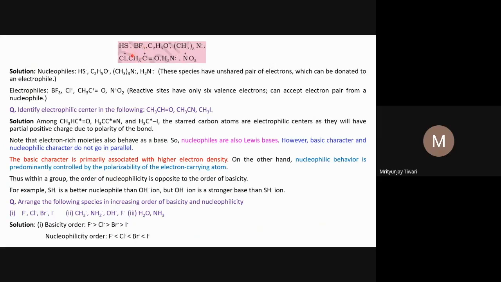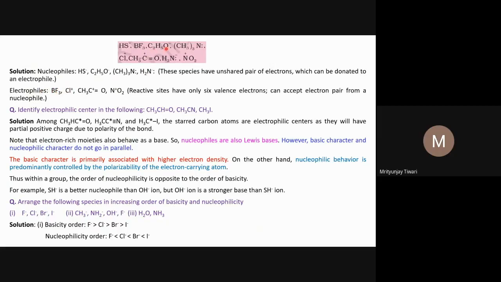So 3 plus 3, a total of 6 electrons, are only there in the valence shell of this BF3 molecule, and so at boron there is an empty p orbital, so this BF3 behaves as an electrophile. So this one is an electron deficient center. BF3 is an electron deficient center, so it will be an electrophile.